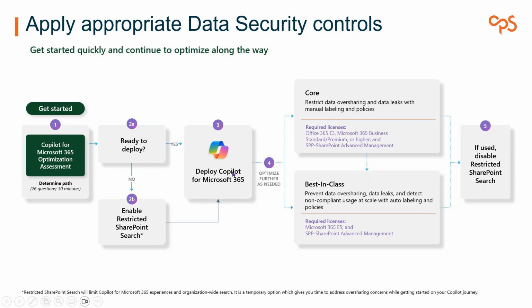Then deploy Copilot from Microsoft 365, and then you can further optimize if you want to. You can then start looking at some of the core data loss prevention policies and the sensitivity labels that you can implement. And if you want to go even further, then you can look at things like conditional access, automatic labeling, and so on. If you're implementing these, you don't really need the restricted SharePoint search, because these features will prevent information being shared where it's not supposed to. So let me show you some examples of what I mean by these core activities and these best in class activities.